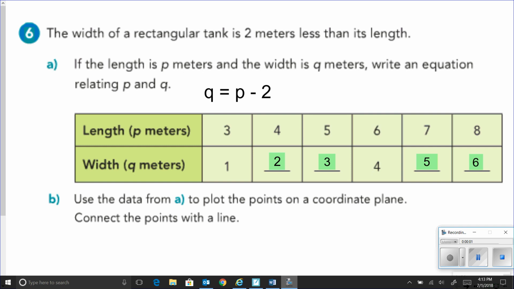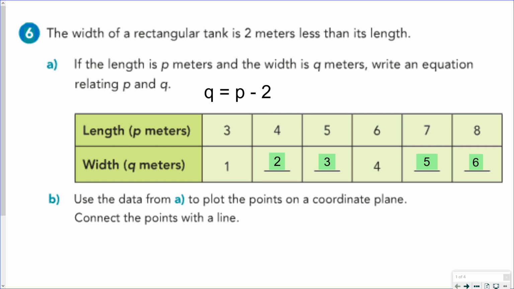For today's lesson, we're going to finish up the lesson we started the other day, and we will now create the lines that would be generated from our linear equations. So in our previous lesson, this was one of our examples. The width of a rectangular tank is 2 meters less than its length. And we wrote the equation Q equals P minus 2, and we were able to generate the table of values.